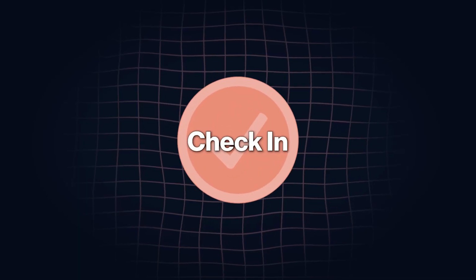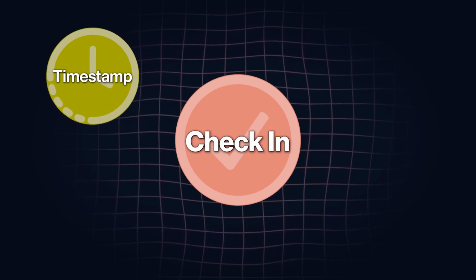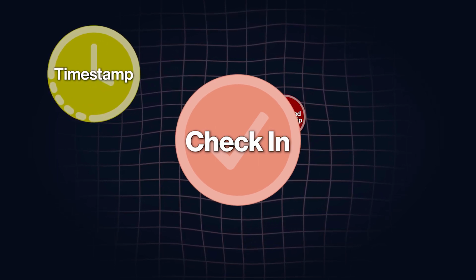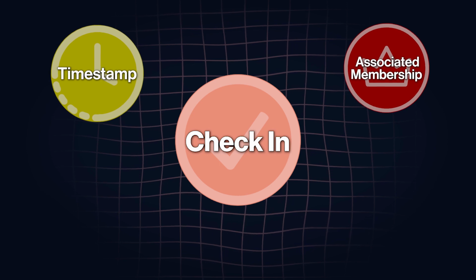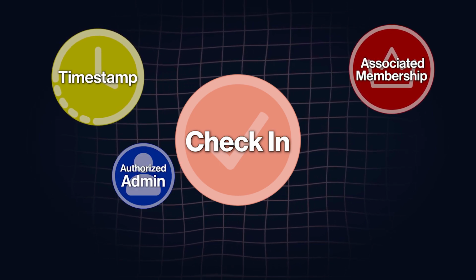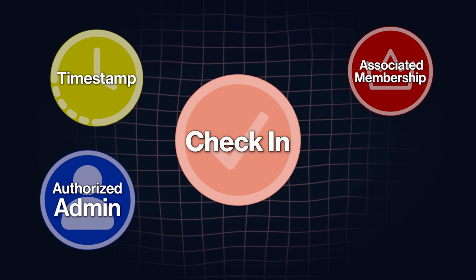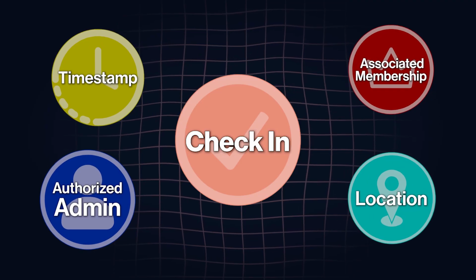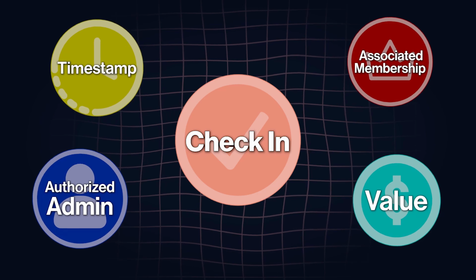A check-in can be added to a membership record, and that check-in has certain data associated with it. For example, a check-in has a timestamp, the date and time when the check-in took place. Of course, a check-in has an associated membership ID, so you can tie that back to the membership record. A check-in will typically record who's authoring or executing the check-in. Typically, it's a front desk admin or someone else with permissions on the account. Beyond these core concepts, there might be other data associated with the check-in, like a location or perhaps a value of a purchase or a visit.